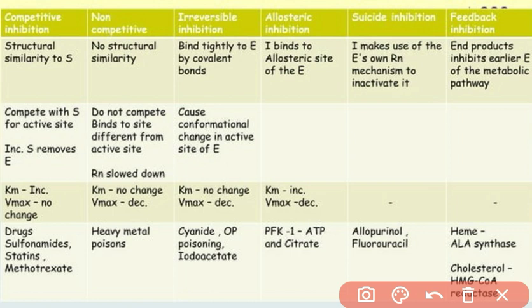You can take a screenshot of it because questions on this same chart are asked multiple times in the CSIR NET life science exam and the GATE exam. So it is very important, take the screenshot of it.